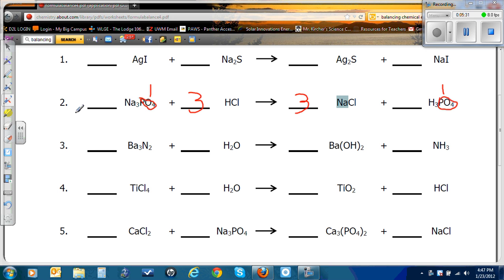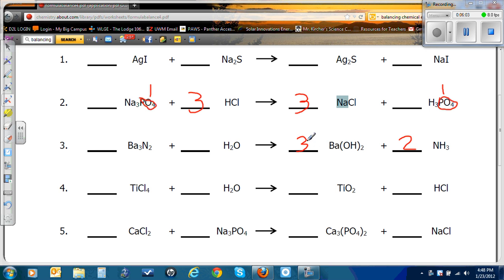I'm balanced. Moving on to the next problem, I have 3 parts barium here. I have 1 part barium here, so I need a 3 here right away. Okay, nitrogen, 2 parts. 1 part here, so I need a coefficient of 2. Okay, moving on to my hydrogen, I have 2 parts hydrogen here.